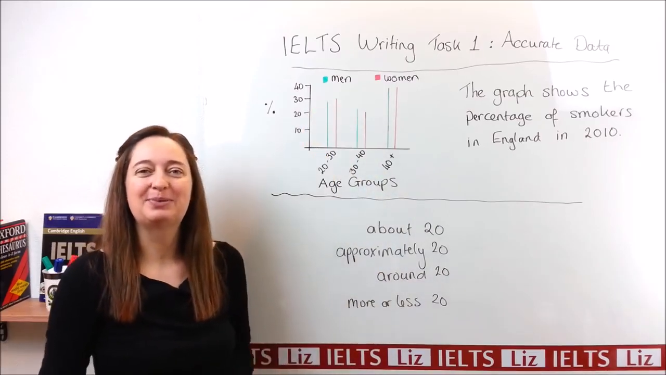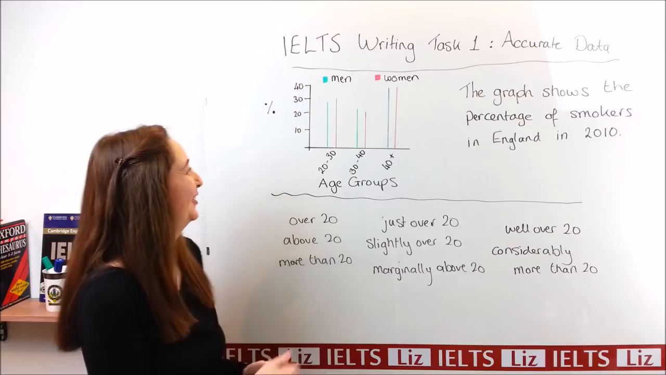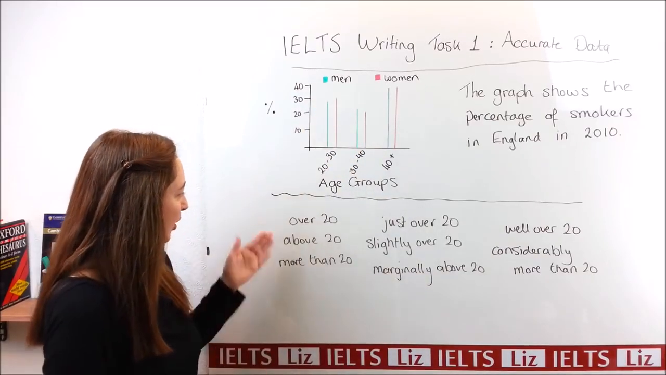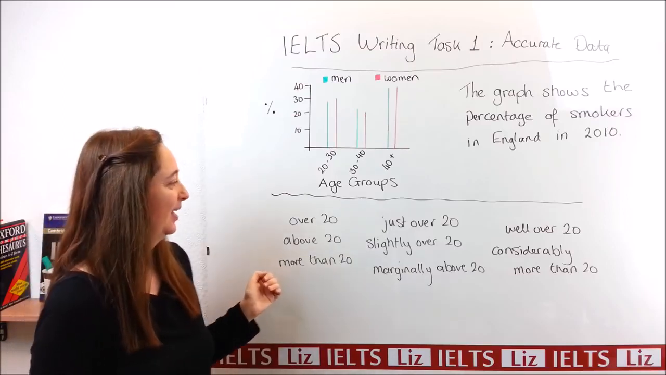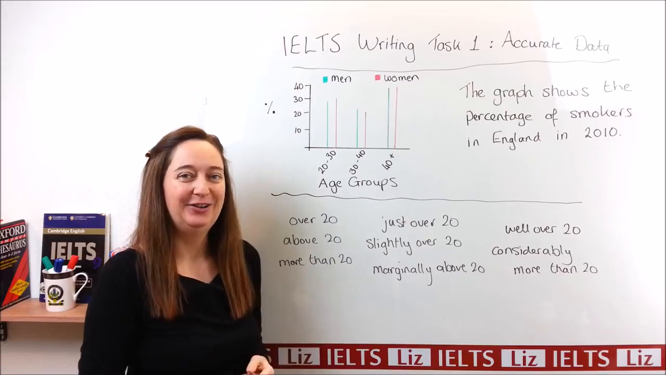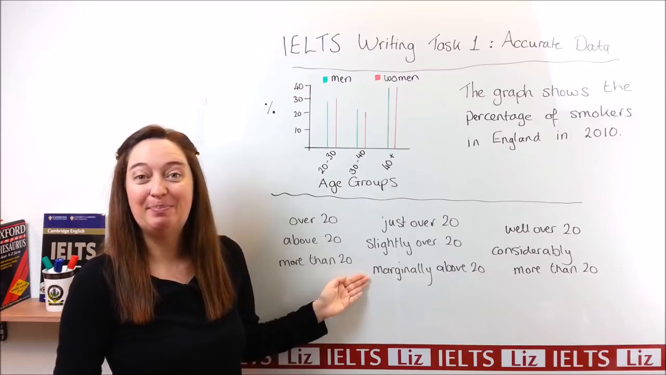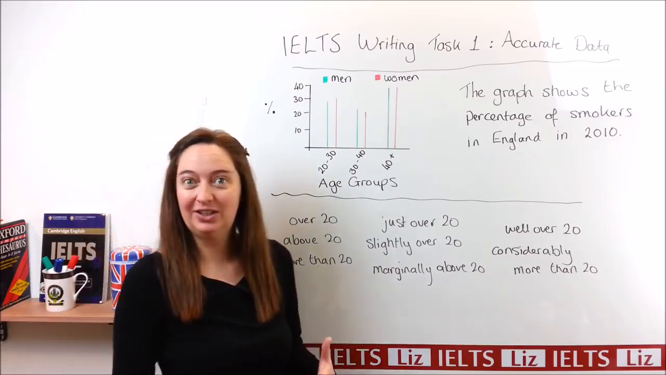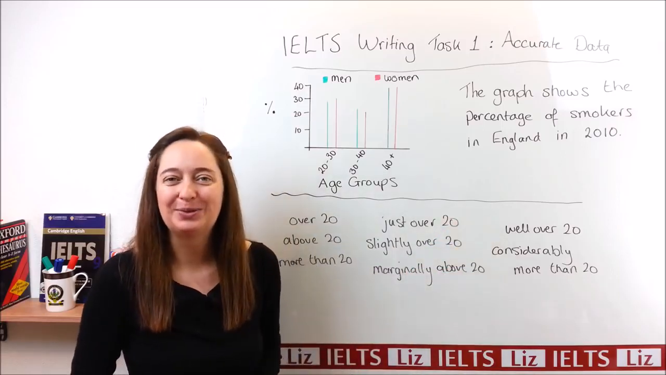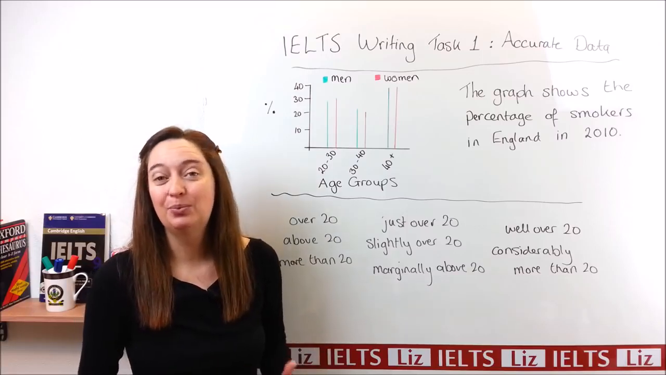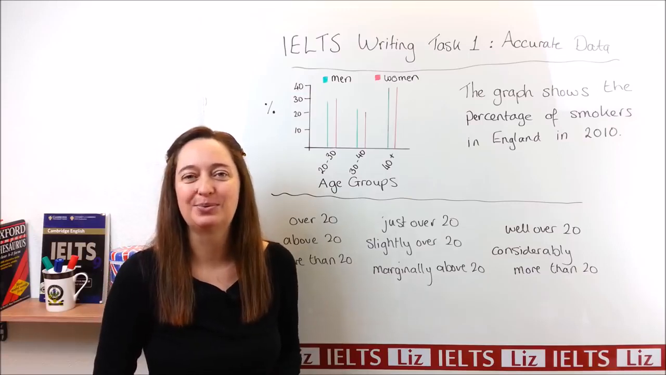So let's have a look at some expressions for over. So for describing above a number, so as we said with men over 20, we could say over 20, above 20, more than 20. When it is a little bit over, you can say just over, slightly over, marginally above. And if it is quite a lot over, you could say well over, considerably more than 20. So lots of different ways to paraphrase and give accurate data for your IELTS Writing Task 1.